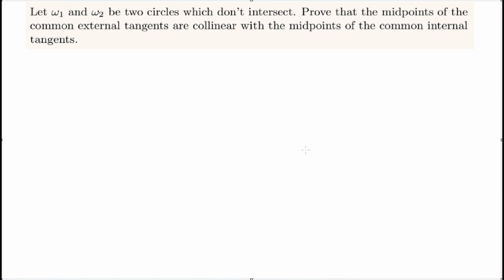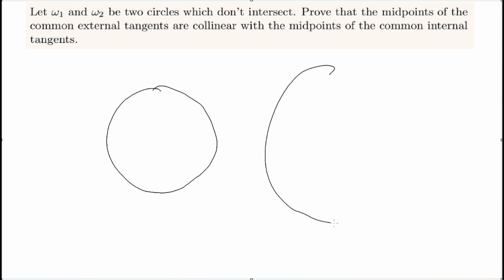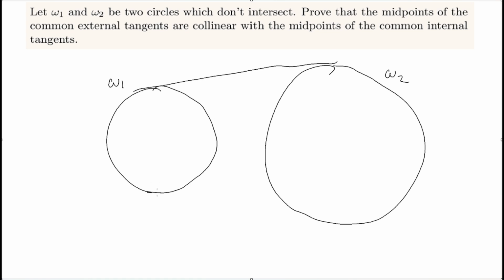So the first step in any geometry problem is to draw the diagram. And again, I'm going to ask you to draw the diagram on your own because it's good practice. So assuming you've drawn the diagram already, let's solve the problem. I'll draw a diagram here as well for my reference. So we have our two circles, omega 1 and omega 2, and we have our external tangents and our internal tangents. And we have our midpoints. This is one midpoint, this is another, another. And we want to prove that they all are collinear.